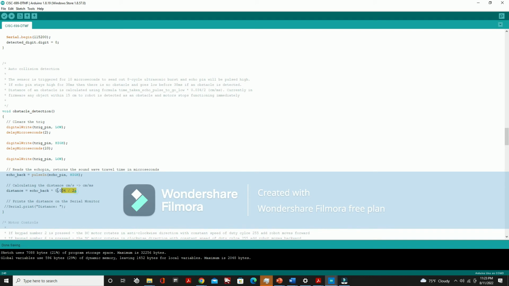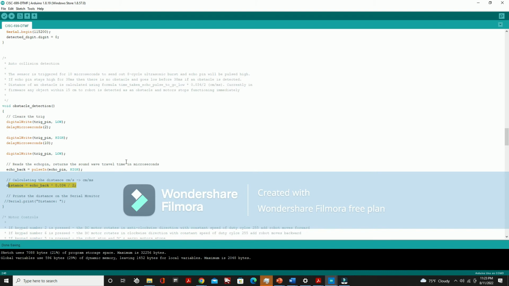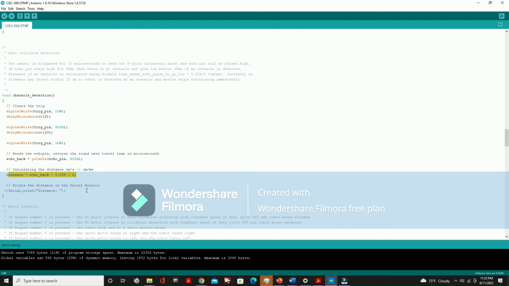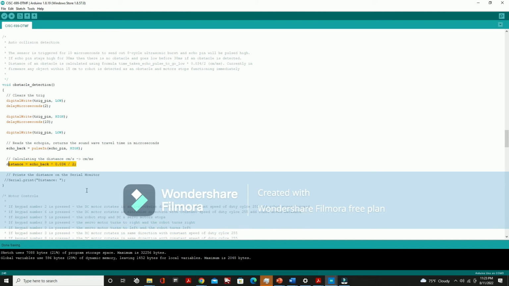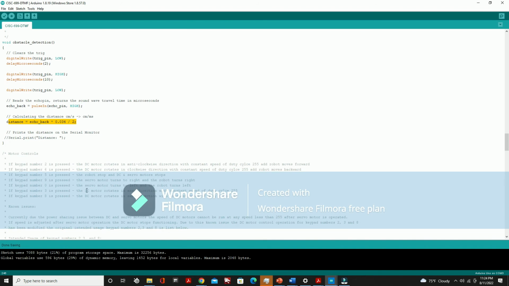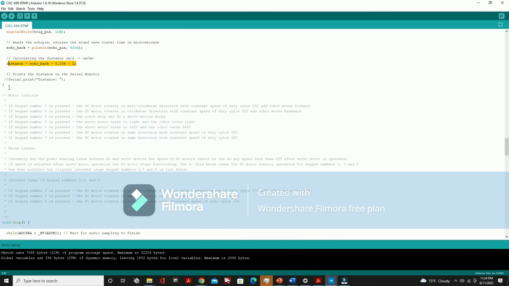This is the actual formula to compute the distance. In this software, I have set that any obstacle within a distance of 15 centimeters, I consider as an obstacle and stop the robot immediately. That is stopping the DC motors and the servo motors. Here is the main motor control. I have described each keypad number and its associated actions.